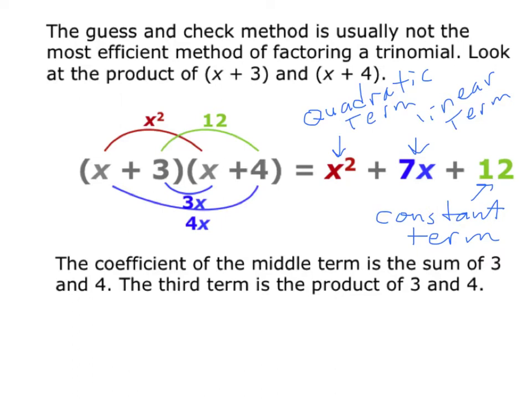Now I want you to take a look at what happens here. The coefficient of the middle term, the linear term, is the sum of 3 and 4, which are the factors of 12. And of course, the third term, also known as the constant term, is the product of 3 and 4. Now we're going to use that idea, and we're going to teach you a method on the next slide.